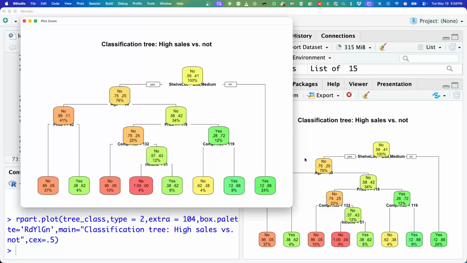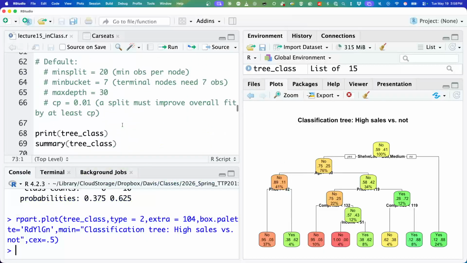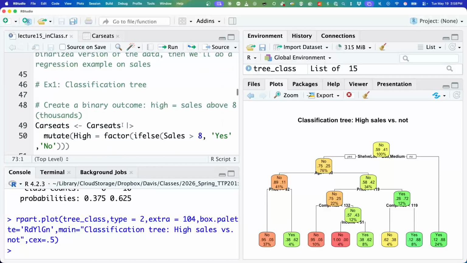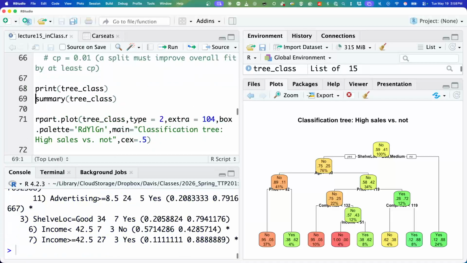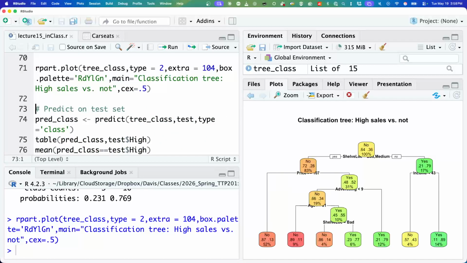Okay? And I bet if I were to do this again, if I just set seed here, let me just change this seed to 15. Different one. Yes. So now shelf location, and then the second one was age, and the previous one now it's price. So very high variance. As soon as the data changes a little bit, the tree changes a lot. And that can give you really different interpretations.